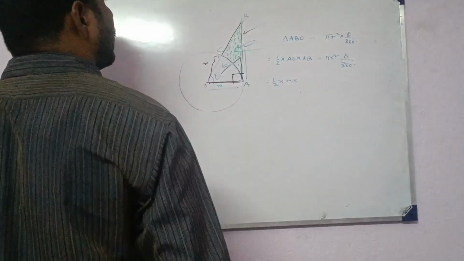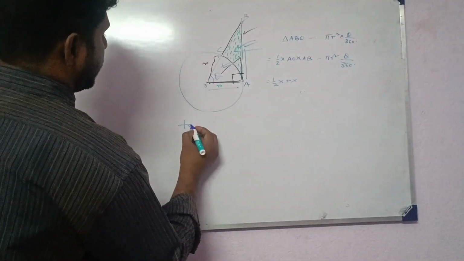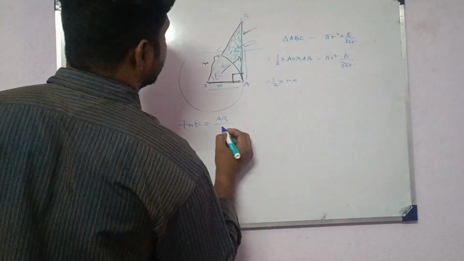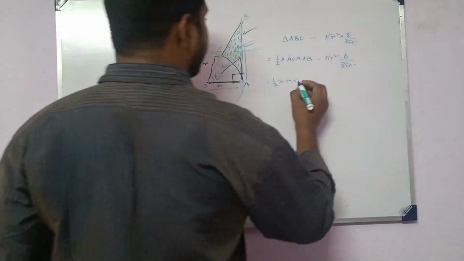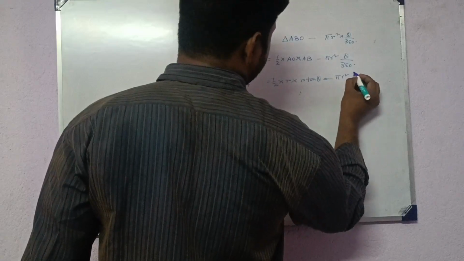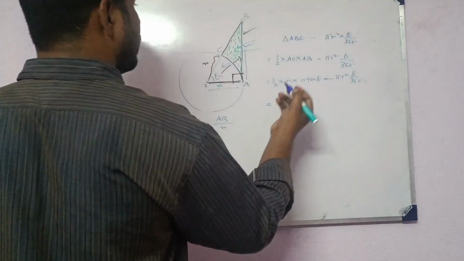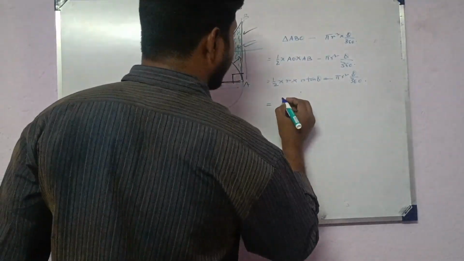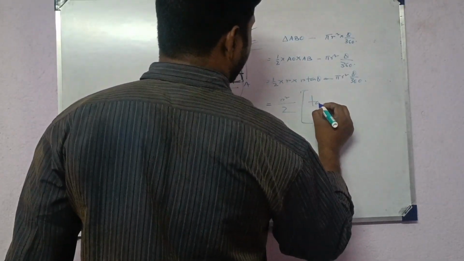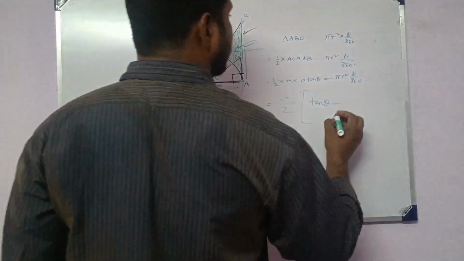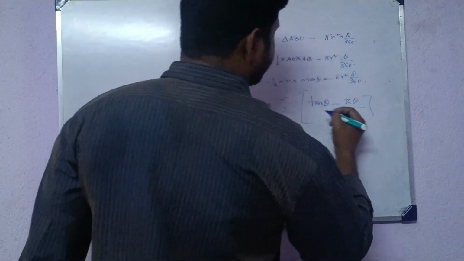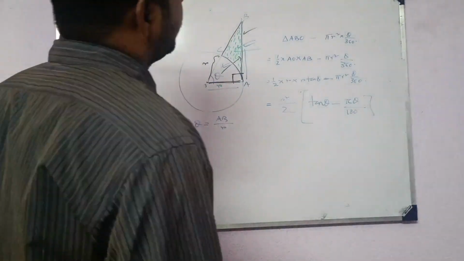AO is r. Now what about AB? Earlier I had found tan theta and erased it, so again we have to do it. Tan theta is perpendicular by base, so AB equals r tan theta. So the area is half r tan theta minus pi r square theta by 360. We can take r square by 2 common, so it will be r square by 2 into tan theta minus pi theta by 180. This is the area of the shaded region.